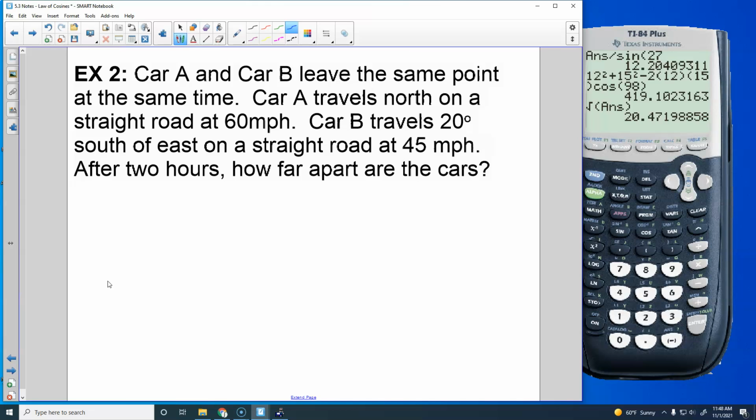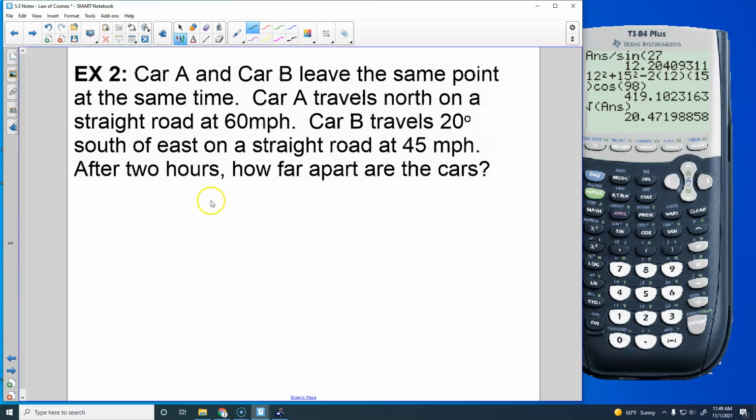Let's look at this particular case. We haven't looked at a lot of application stuff yet, just a couple problems, but we're going to work our way towards that because there are a lot of different places where law of sines and cosines apply. In this case, car A and car B leave the same point at the same time. Car A travels north on a straight road at 60 miles per hour. Car B travels 20 degrees south of east on a straight road at 45 miles per hour. After 2 hours, how far apart are the cars?